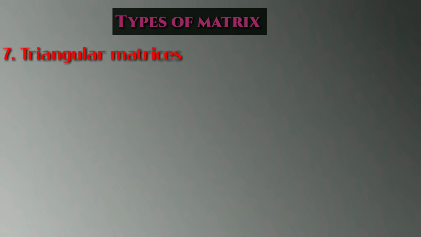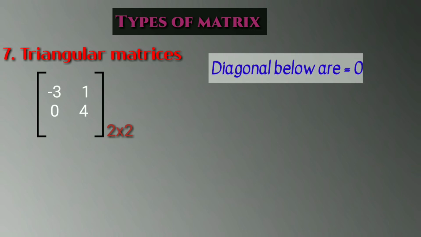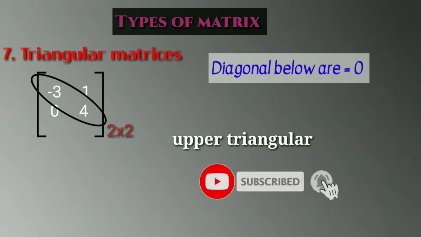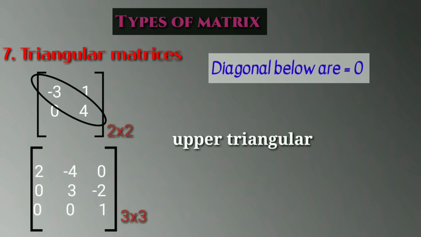Okay, so the seventh one, here the triangular matrices. In this, upper triangular and lower triangular matrices are there. So for example, here 2 cross 2, here minus 3 1 0 4. So in this, the elements below the diagonal are equal to 0, it is called an upper triangular. Here 3 4 is a diagonal, and below this 0, then it is called an upper triangular. You see in 3 cross 3, here diagonal is 2 3 1, below is 0 0 0, 3 zeros are there, so it is also called an upper triangular.